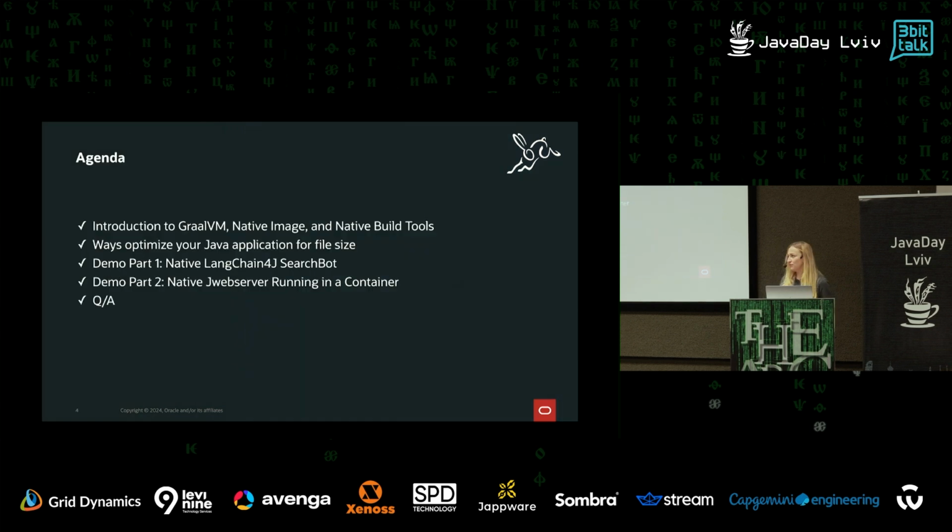What is on the agenda today, I will introduce you shortly. I will just remind you of GraalVM again, and what is native image, what are native image build tools. And then we will move to ways how to optimize a Java application for file size. And it's not that GraalVM can only help you optimize Java for file size, but there are other aspects and other advantages, because I just want to focus on that particular criteria. And then we will move to demos. I have two demos for today. So let's go on. And if you have a question, just raise a hand, or we can leave some time for Q&A at the end.